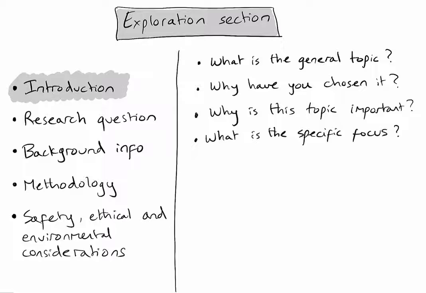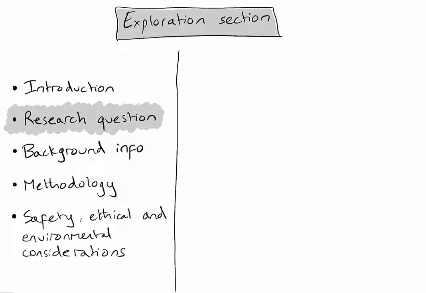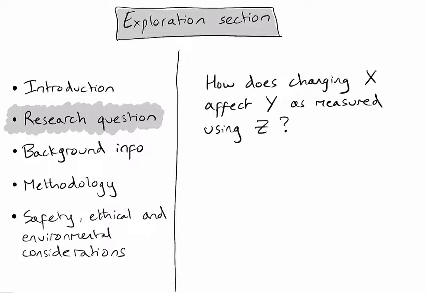Let's now consider the research question. Most good chemistry IAs will at some point identify a pattern between two variables. So a general framework for a good research question is something like this. How does changing X, which would be your independent variable, affect Y, which would be your dependent variable, as measured using Z, which would be the approach or technique that you're going to be using? Of course, it should finish with a question mark because it's a question.